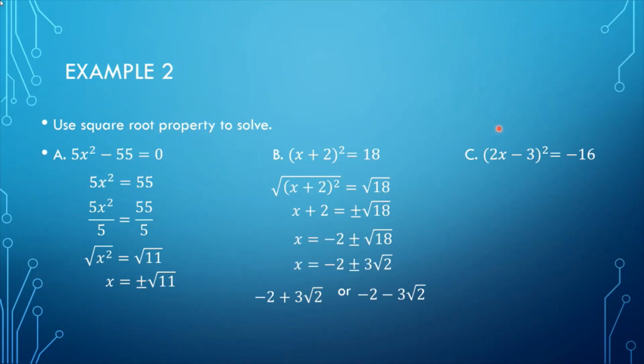Now let's take the square root of both sides here. When you do that, notice that you end up with a square root of a negative number. The square root of a negative number is not real. And in this course, you don't have to deal with imaginary numbers, so you can ignore that.